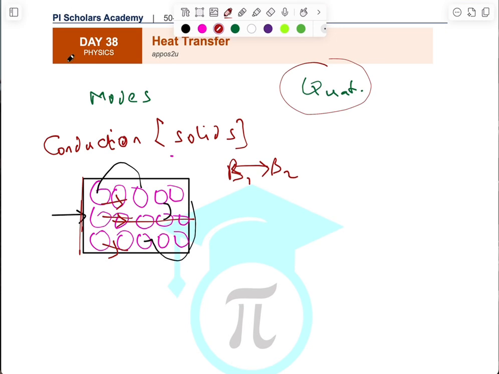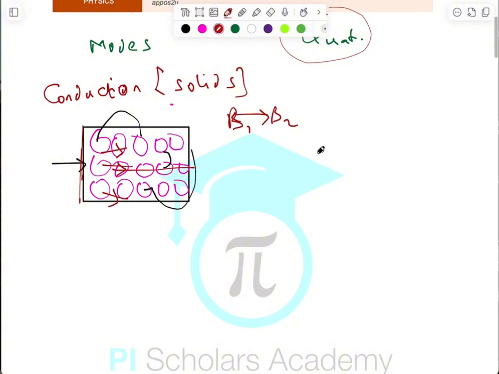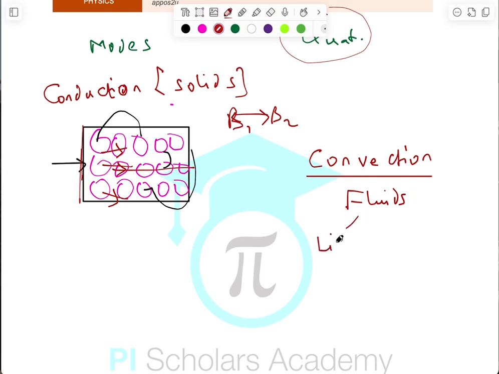Now, let's go to the next one. The next one is convection. So, heat transferred due to convection. Now, how does this work? The first thing you need to know is that this only takes place in fluids. Fluids can be liquid and they can be gas.